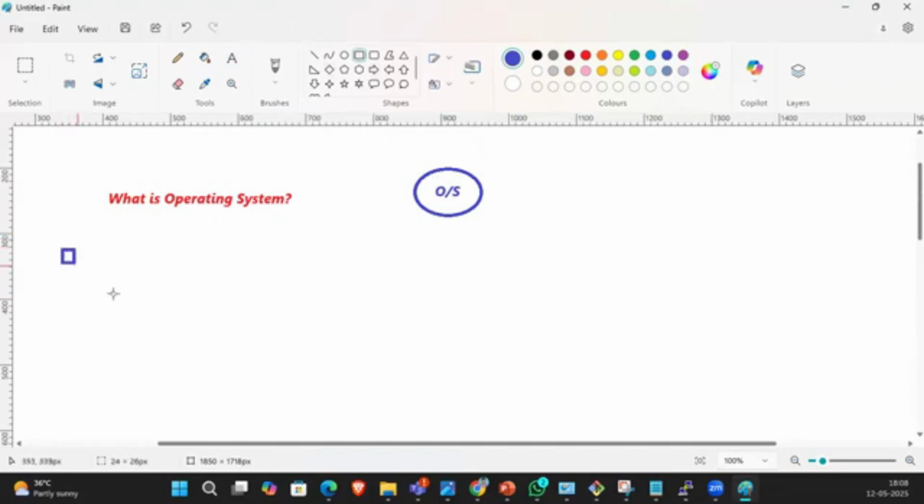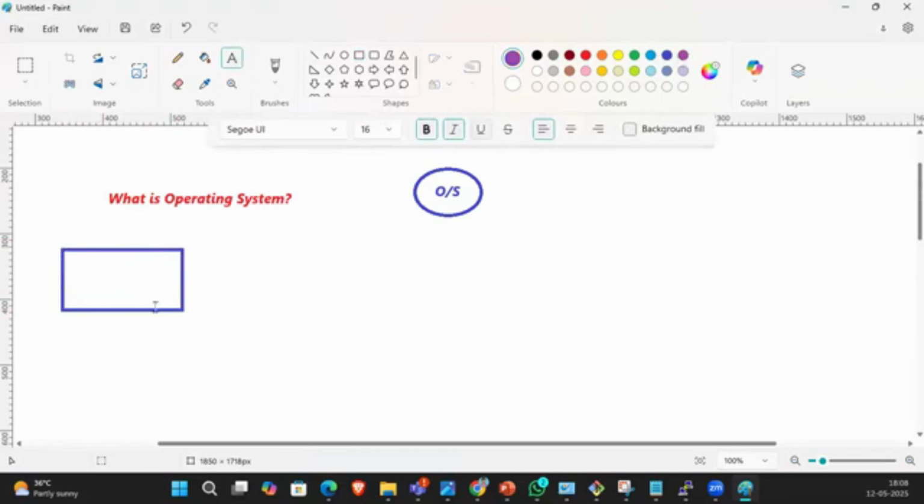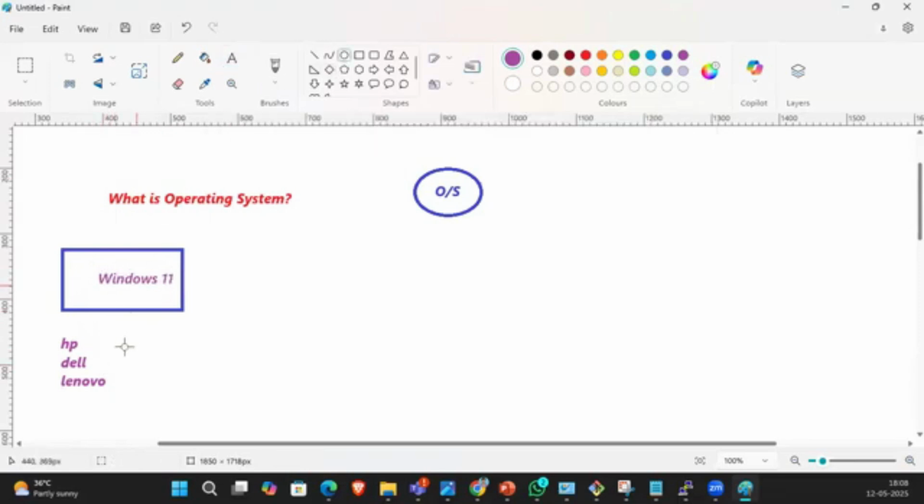Which laptops are you using, guys? For example, HP, Dell, or Lenovo. These are the hardware you are using. In the hardware, which OS is installed? For example, Windows 11. So this is an OS, right?